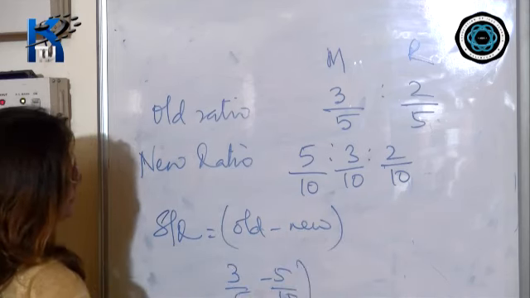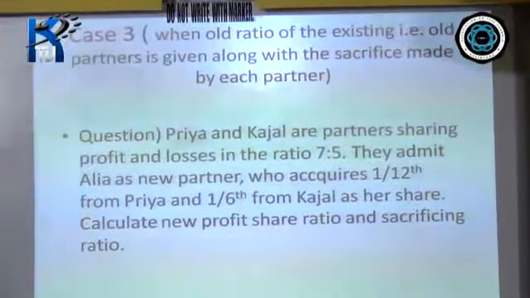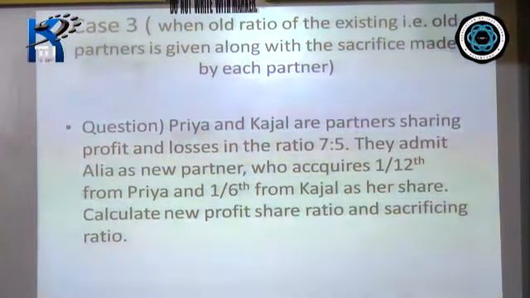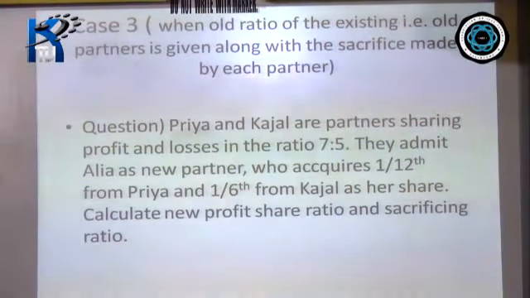Now, let us move on to the third concept of calculating the sacrificing ratio. This is when the old ratio of the existing, that is the old partners, is given along with the sacrifice made by each partner. So it is a little different. Let us see how we go about such questions.